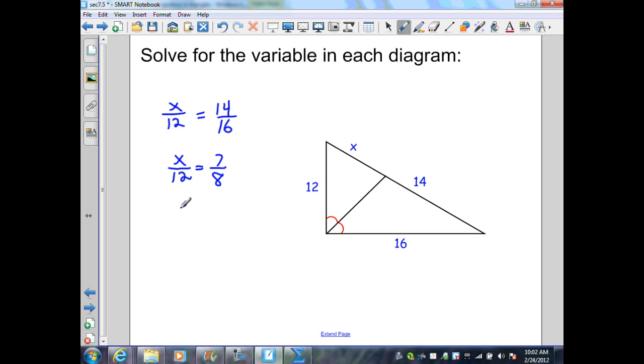Cross product rule, I get 8x is equal to 84. Divide both sides by 8, I get 84 over 8. Divide the top and bottom by 2 to simplify. That's going to give me 21 over 2, or 10.5.